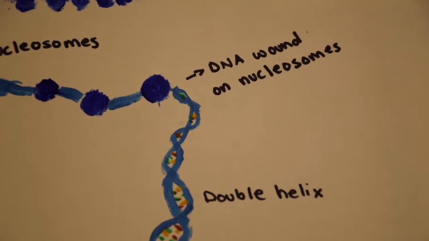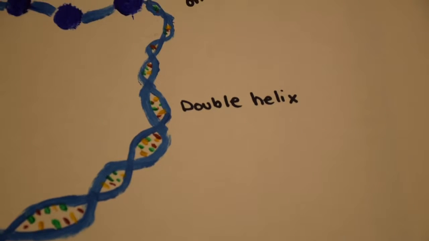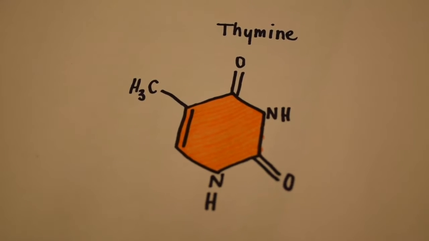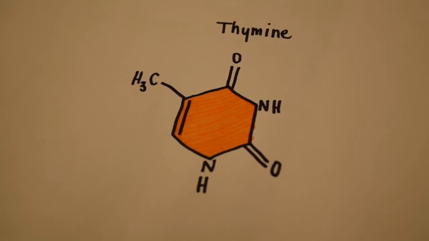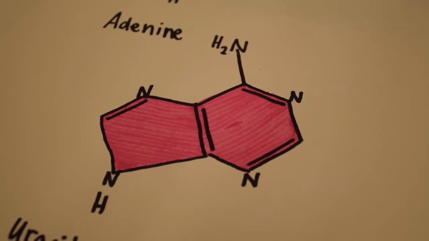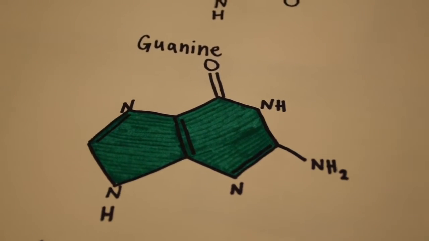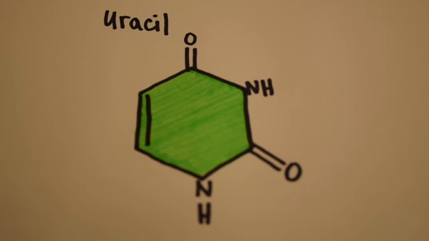In eukaryotic cells, replication may begin at dozens or even hundreds of places on the DNA molecule, proceeding in both directions until each chromosome is completely copied. DNA contains 4 basic building bases: thymine, adenine, guanine, cytosine, and in RNA, uracil.